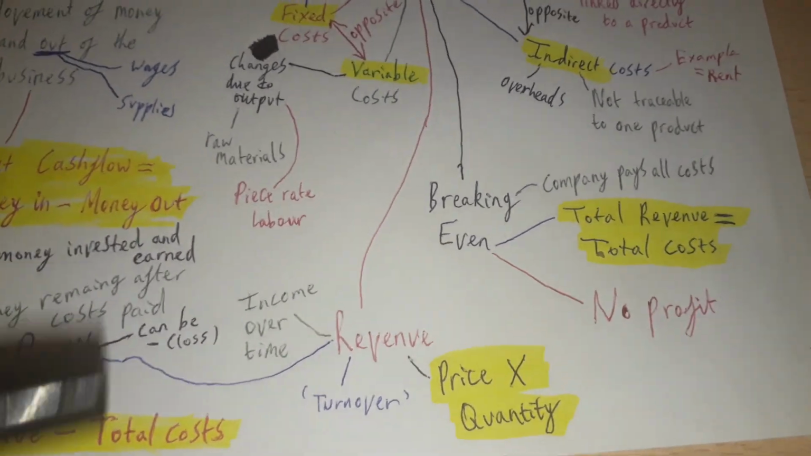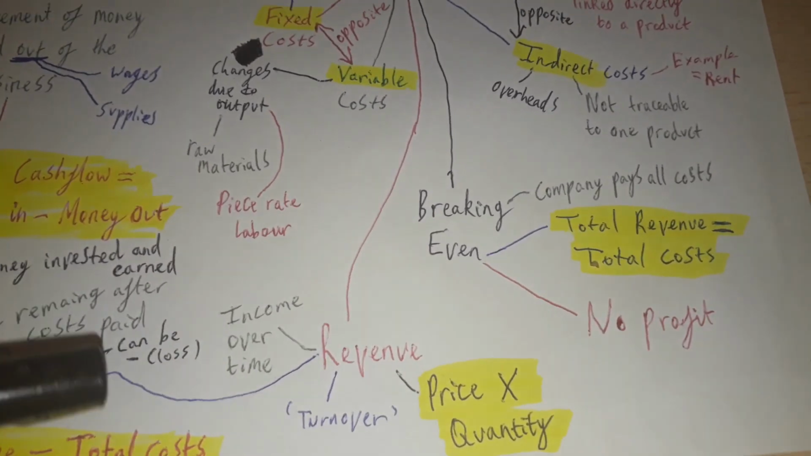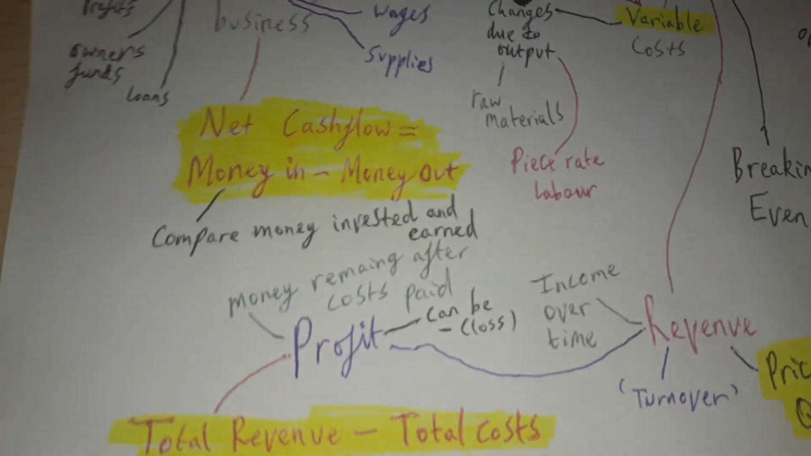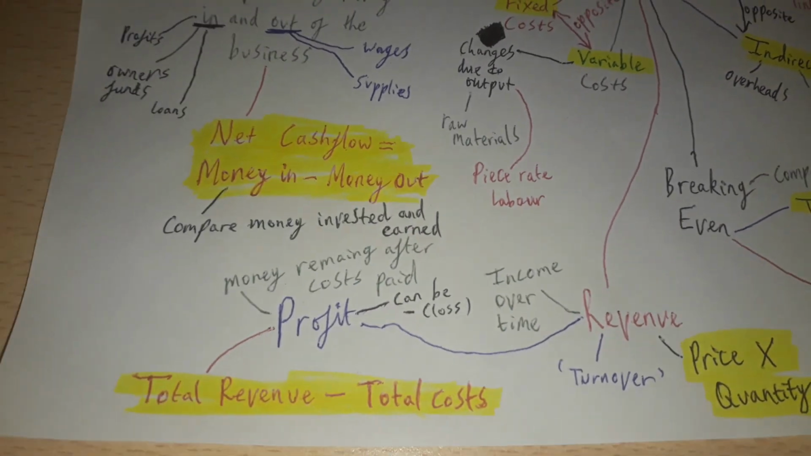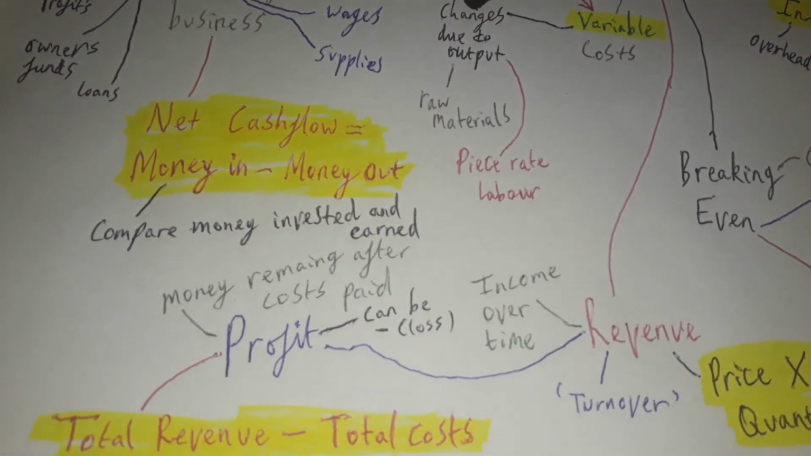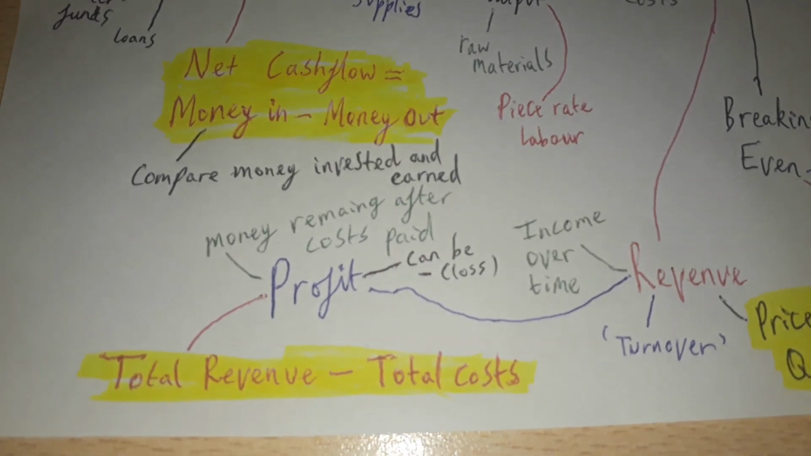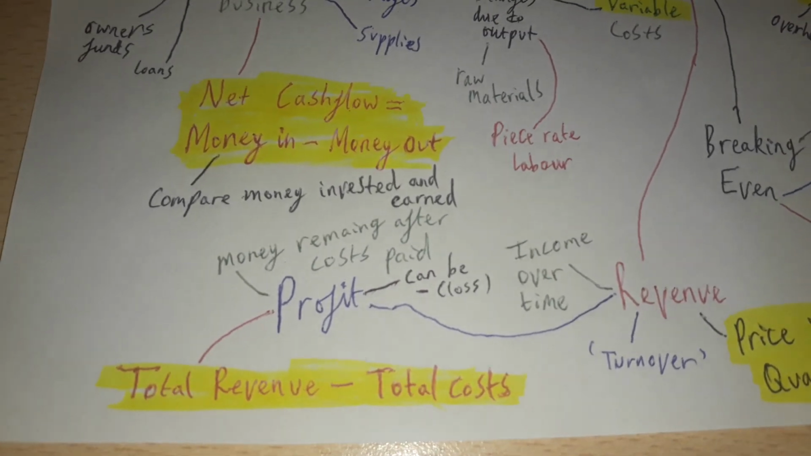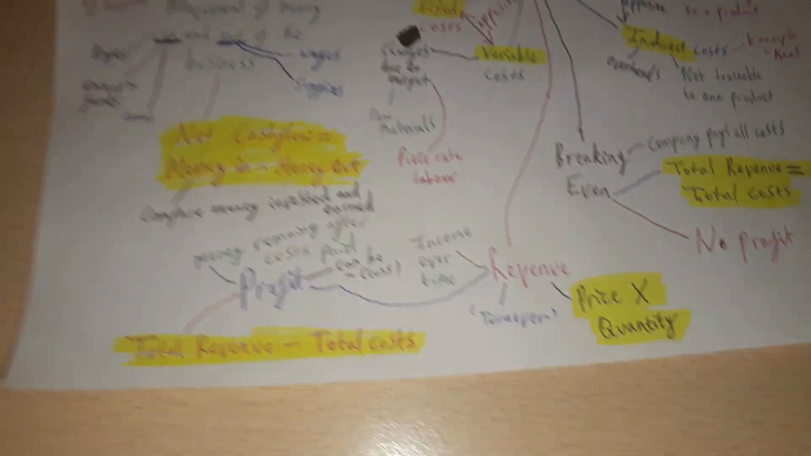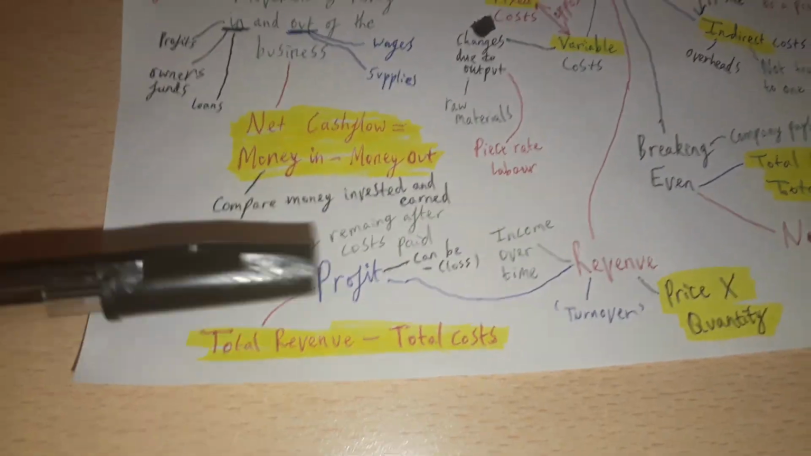And this doesn't take into account the costs that have gone into it, which is why it appears so much higher than profit. Profit is basically the money remaining after the costs are paid. So this can be a minus, which would make it a loss. The total revenue minus the total costs equals the profit. So you're taking away all the money you've put into creating your product and into running your business. So it tends to be a lot lower.